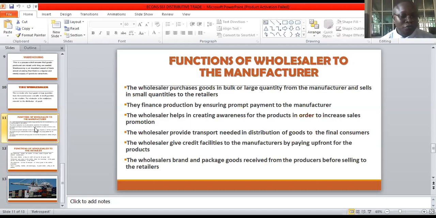Number two, they finance production by ensuring prompt payment to the manufacturer. They ensure that they pay regularly to the producer of the good.